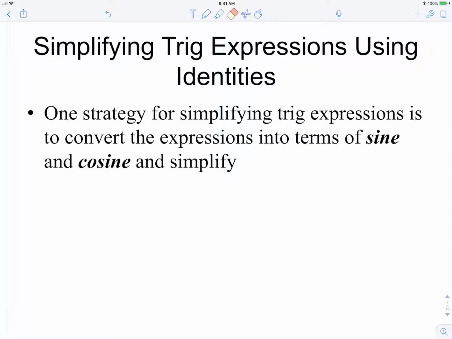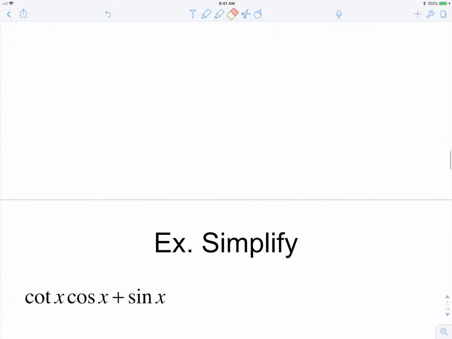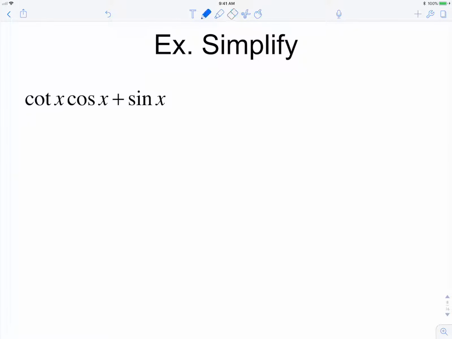So one strategy you could use for simplifying trig expressions is to first rewrite everything in terms of sine and cosine, since all of the other trig functions can be written in terms of sine and cosine, or ratios of sine and cosine. So with this first one, we're going to rewrite cotangent as cosine over sine, and then if we rewrite that, that's cosine squared over sine.